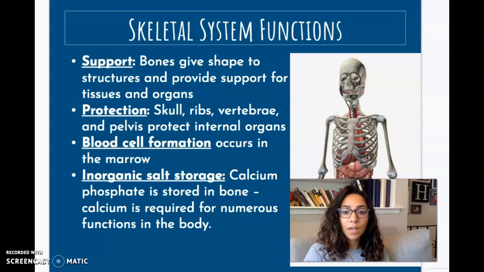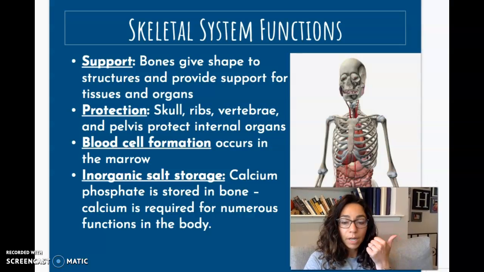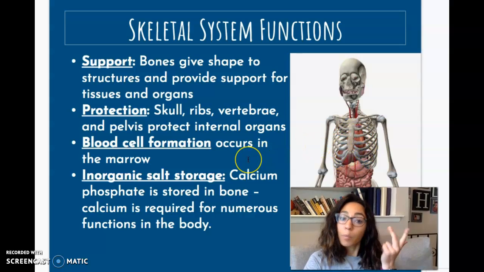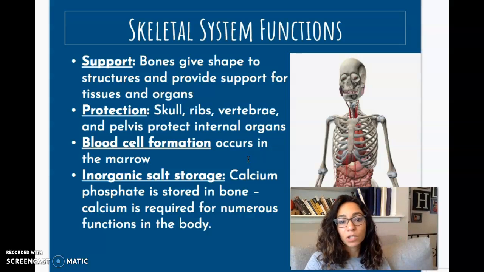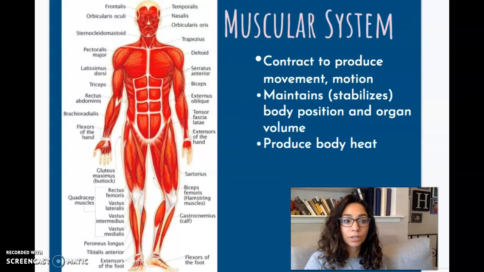Functions of the skeletal system include support, right? It keeps our body upright and supported. Protection of organs, right? The skull's protecting the brain. Ribs are protecting the lungs and the heart and the liver. Blood cell formation actually happens inside the bones in the bone marrow, so inside the long bones. And then it stores inorganic salts like calcium phosphate and other things like that, which our cells need to function.